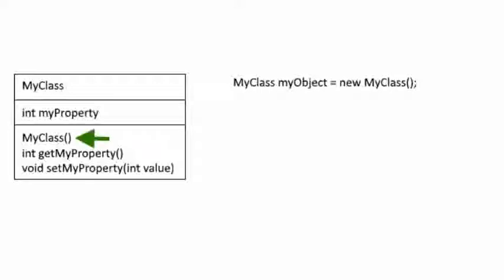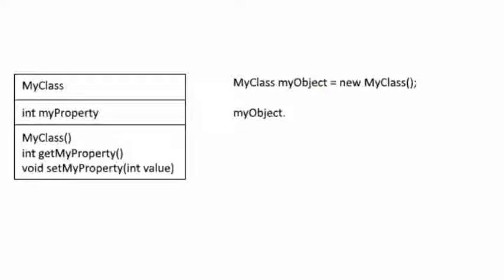We have 3 methods to choose from. The constructor does not set the value of myProperty. The method getMyProperty does not set the value of myProperty. The method setMyProperty does set the value of myProperty. We will use setMyProperty. To use setMyProperty, we first write the name of the myClass object.